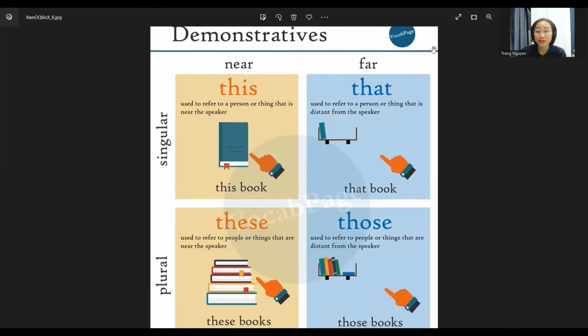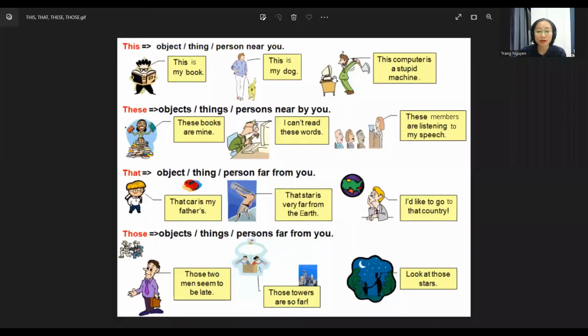So to recap, I would like to show you some examples. Number one, this is my book. This is my dog. This computer is a stupid machine. These books are mine. I can't read these words. These members are listening to my speech.